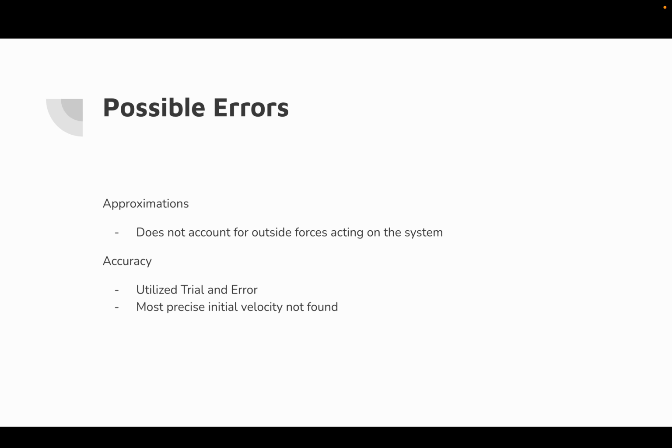Here are some possible reasons why there could be errors in this calculation. First of all, this lab utilizes a lot of approximations, and it doesn't account for many outside forces acting on a system. There's also accuracy errors because of trial and error, which means that we can't find the exact, precise initial velocity in order to find the minimum distance between the black hole and the spaceship.